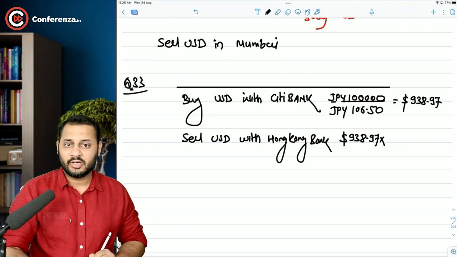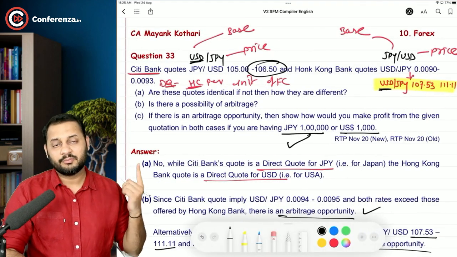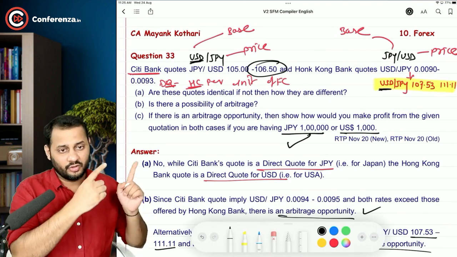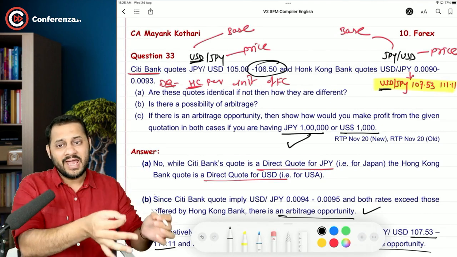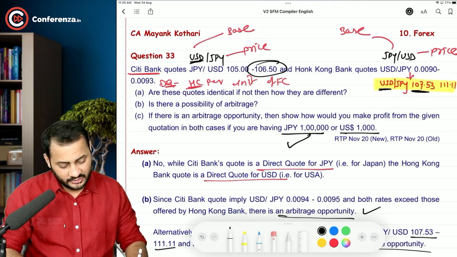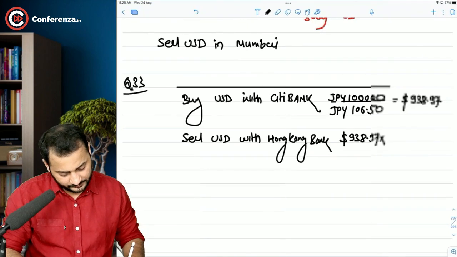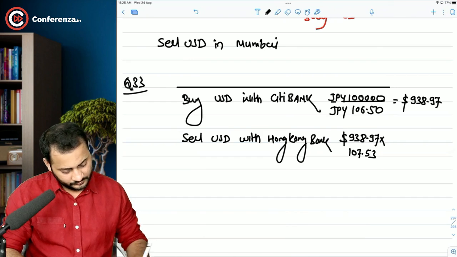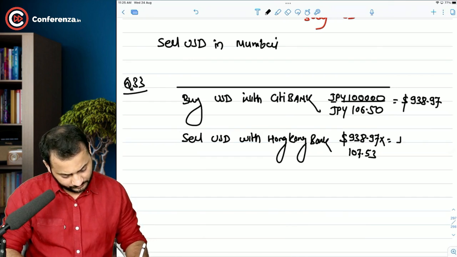Multiplied by. Why multiplied by? Because Japanese yen is the price currency. I want to sell the dollars. Dollar is the base currency. The bank will buy dollars. So the bid rate is applicable, 107.53. You will get back the Japanese yen of 100,967.